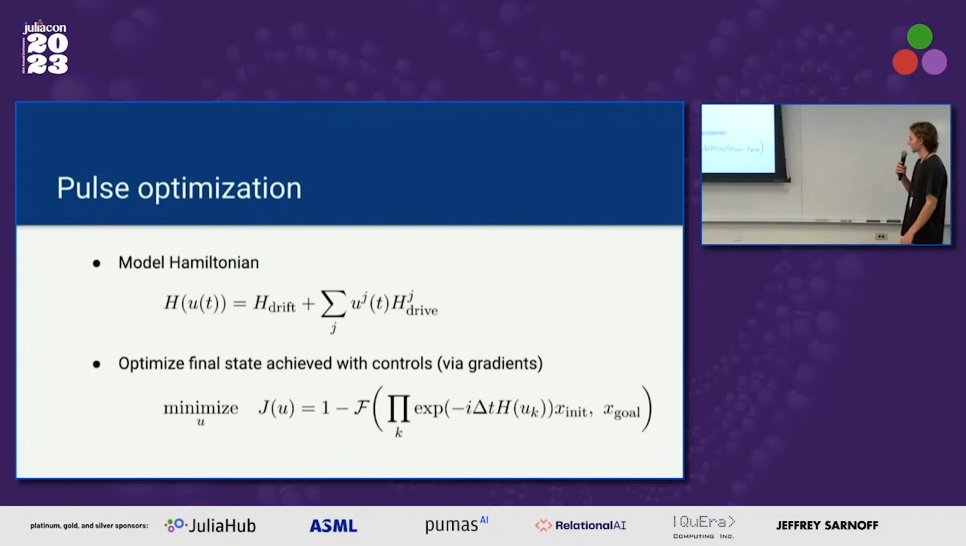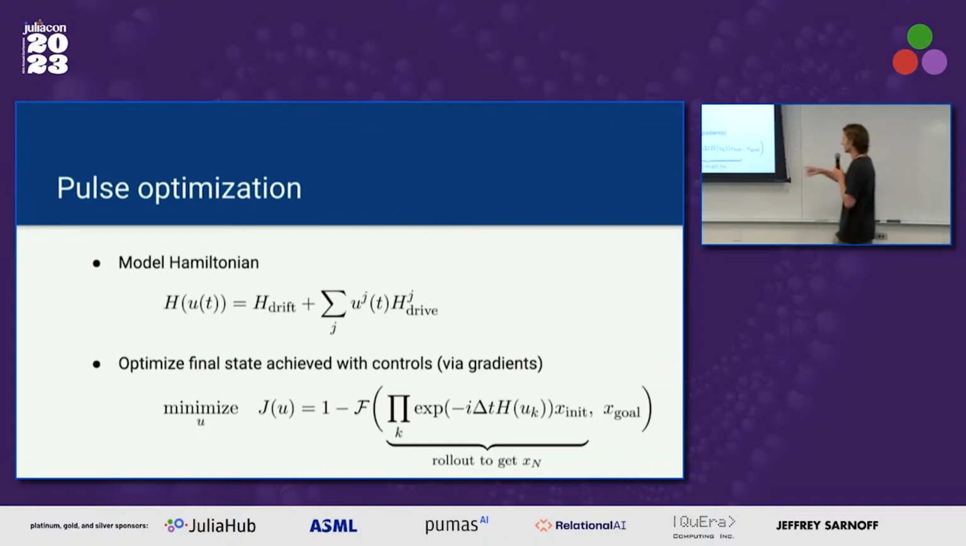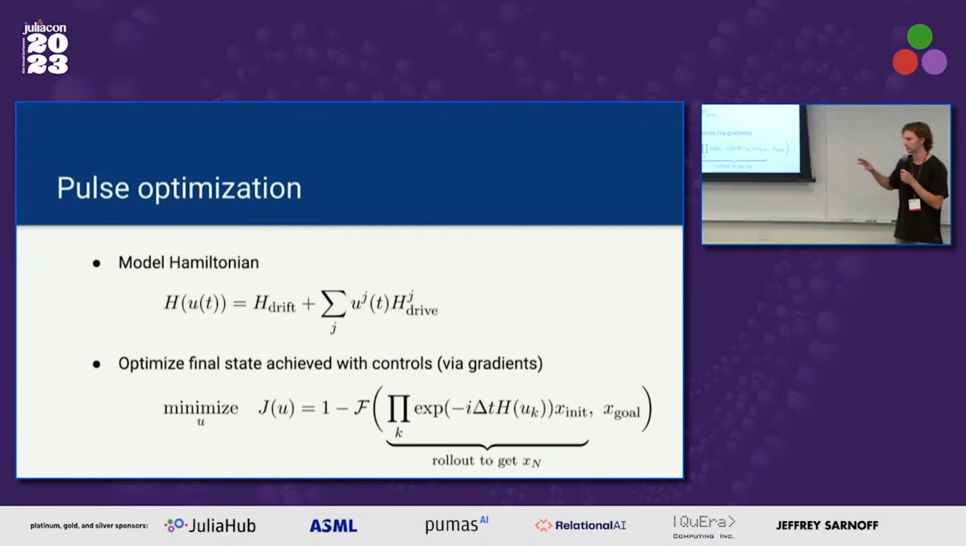What this looks like is usually this kind of nasty looking function, intentionally, which is 1 minus the fidelity. So this is the fidelity objective. And then this nasty looking thing is the rollout from the initial state to a final state, and we're calculating the fidelity with respect to some goal state, X goal. And I'm in a robotics group, so I use X to represent states and U to represent controls.